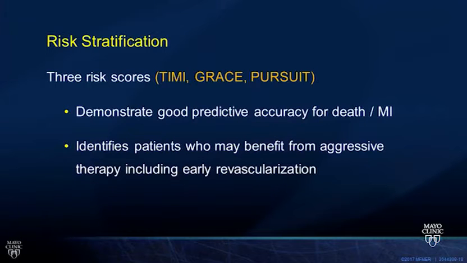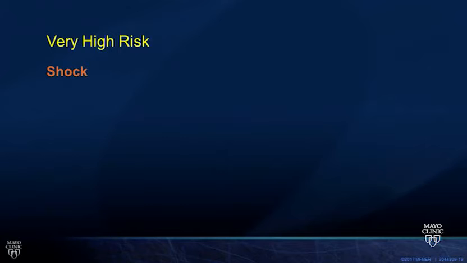So Peter touched on risk stratification. The 3 most commonly used risk scores, TIMI, GRACE, and PURSUIT, all demonstrate good predictive accuracy. We've transitioned now, most of the time we're using the GRACE score when utilized, and to recall that GRACE score of 140 or higher is what we're looking for to identify higher risk patients that may benefit from early revascularization.